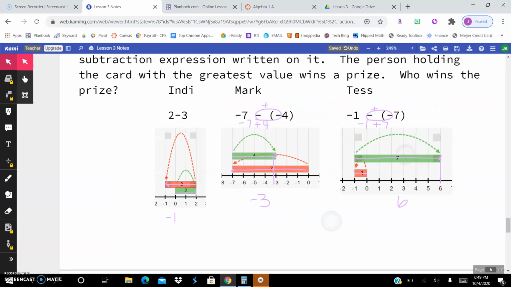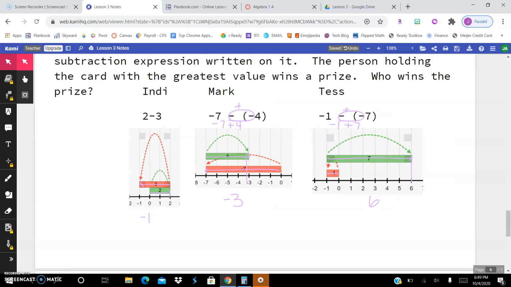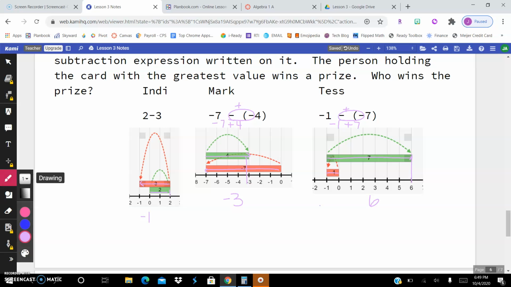So the question was, who wins the prize? And the person with the card with the greatest value wins. Well, it looks like Tess is our winner here. She was our only positive answer.